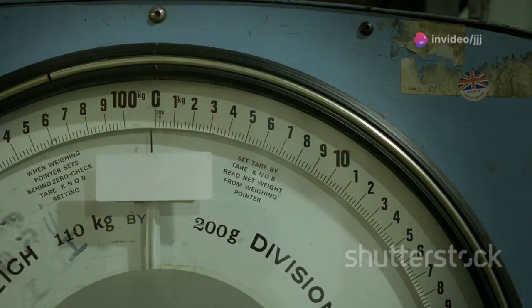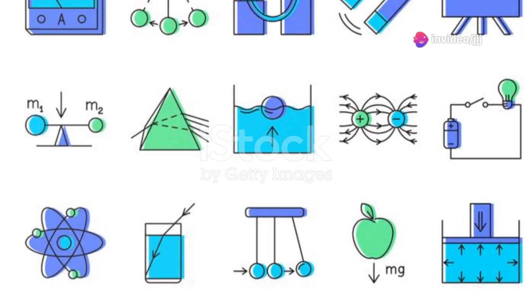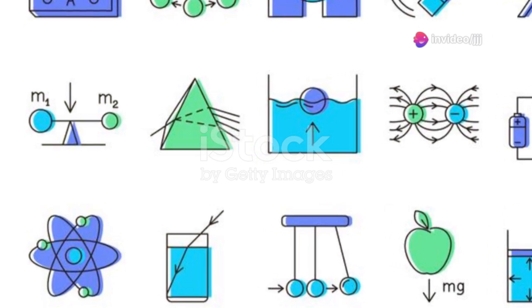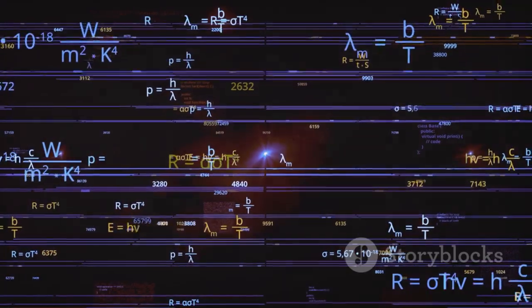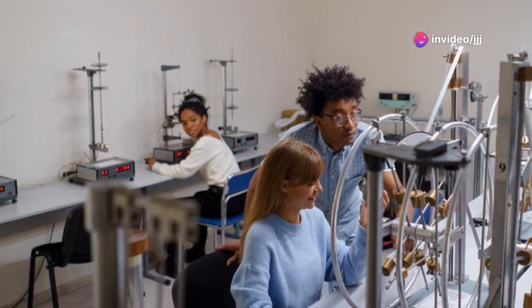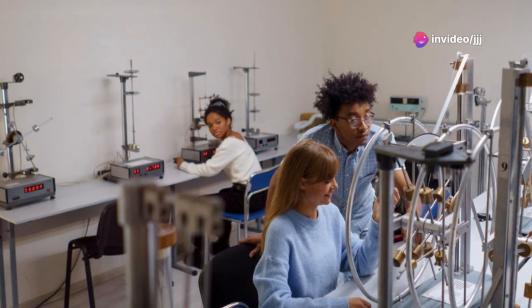Fundamental units are the basic building blocks of measurement. They are defined independently of other units. The meter, kilogram, and second are examples of fundamental units. Derived units, on the other hand, are combinations of fundamental units. They are used to express physical quantities that are not directly measured in terms of fundamental units.